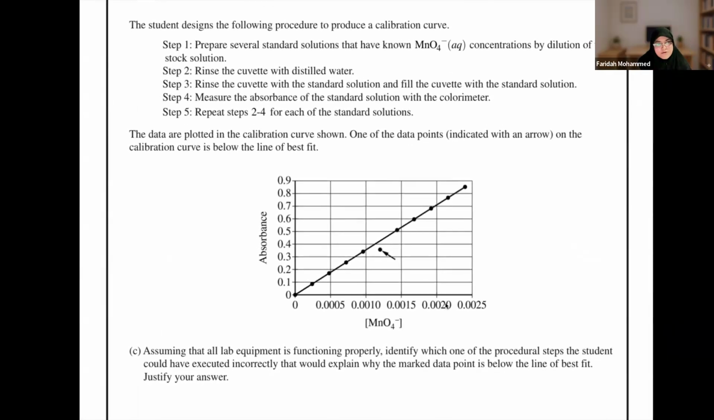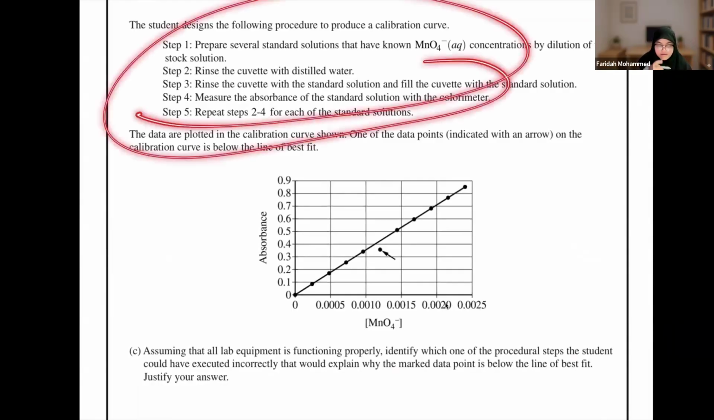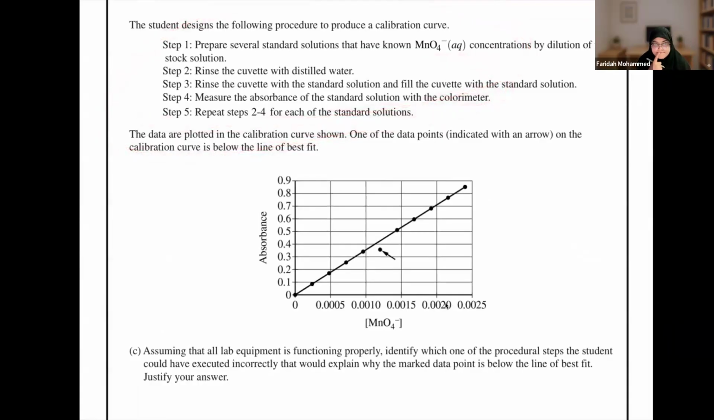Okay, we also did one question like this, remember? It was also below the graph. Oh no, it was fingerprints though. Okay, now, which step did the student mess up? These are the correct steps, okay? The design is perfect. But there must be a step that the student did not do correctly.